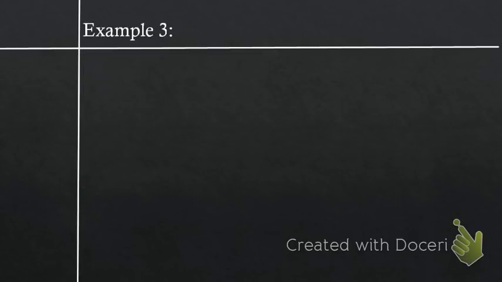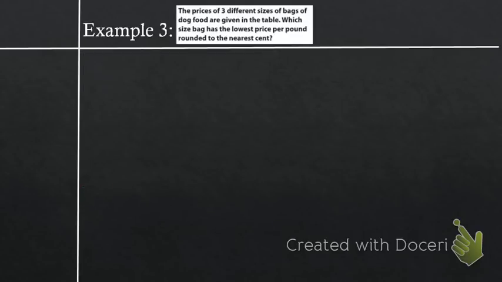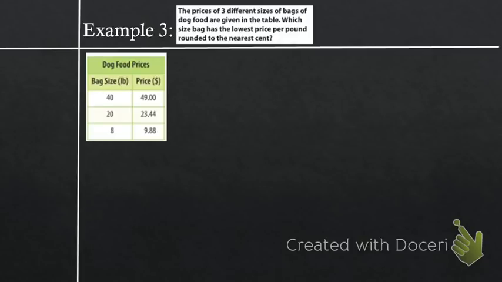Example number 3. The prices of 3 different sizes of bags of dog food are given in the table. Which size bag has the lowest price per pound? Round to the nearest cent. Now we're going to be comparing our unit rates. We have 3 different sizes of bags that we are comparing here. We have our prices to pounds of bags.